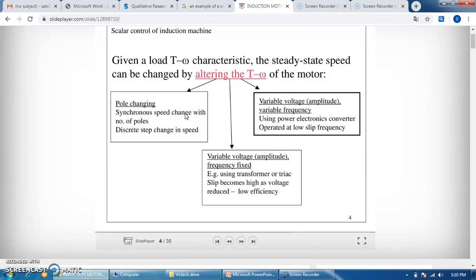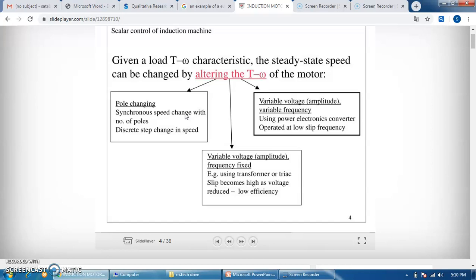Now pole changing is very much related to the induction motor speed. Why and how? As we know, as per the working procedure, in case of an induction motor, we give supply to the stator end, and a rotating magnetic field is produced, and that field is always rotating at synchronous speed. The value of the synchronous speed, Ns, is equal to 120 f by p, where f is the frequency and p is the number of poles.